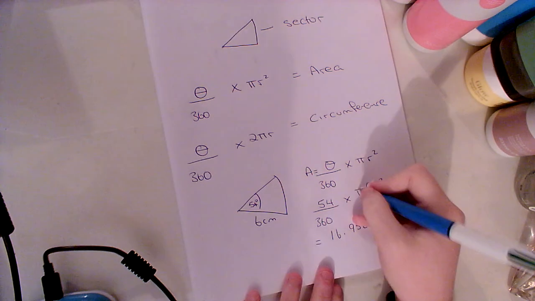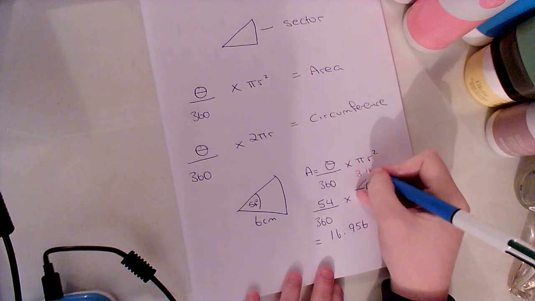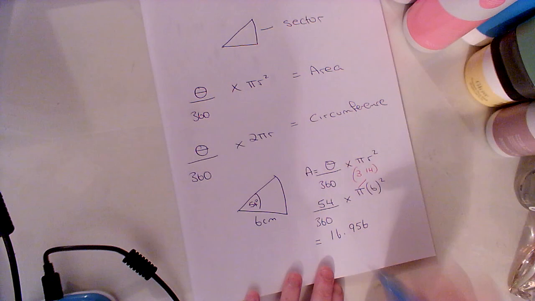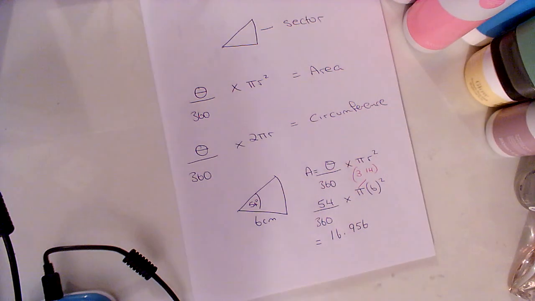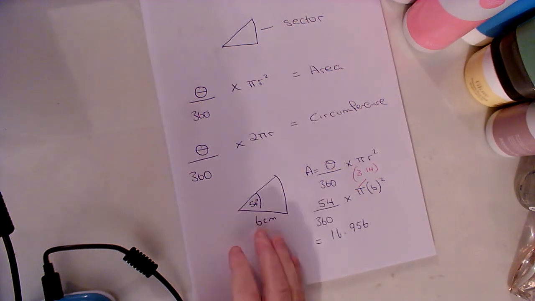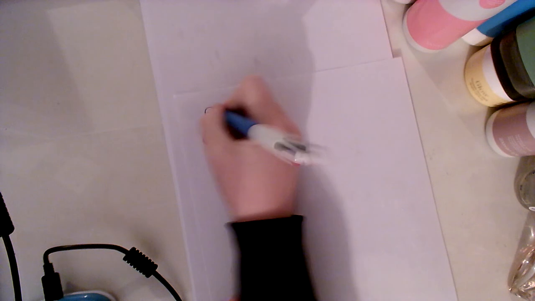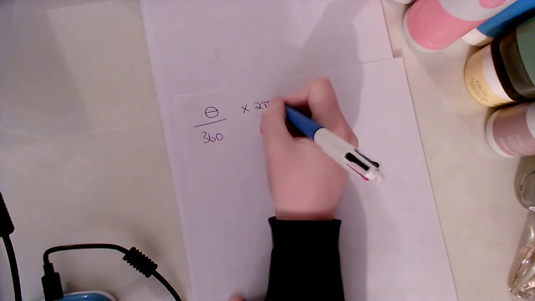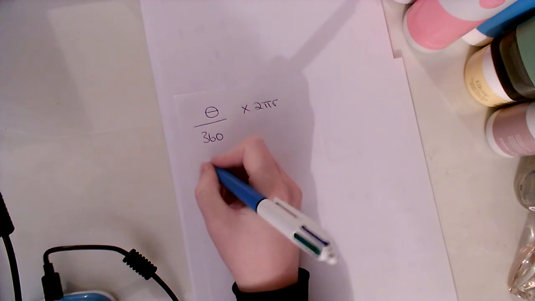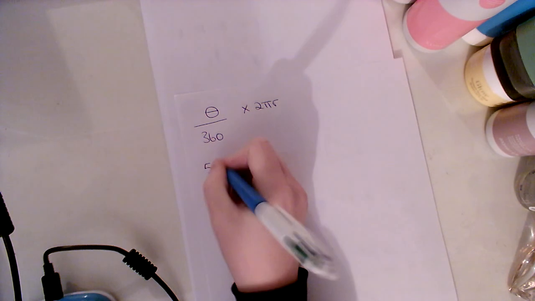Then I'm going to go on and get the length of the arc. So the length of the arc is theta over 360 by 2 pi r. So my theta is still the same, it's still 54 degrees over my 360 multiplied by 2 bracket my 3.14 bracket my r, my radius, which is 6. So that's only after finding the arc.